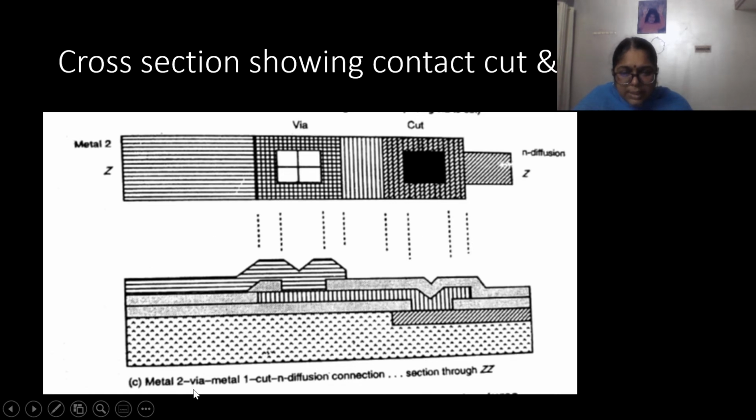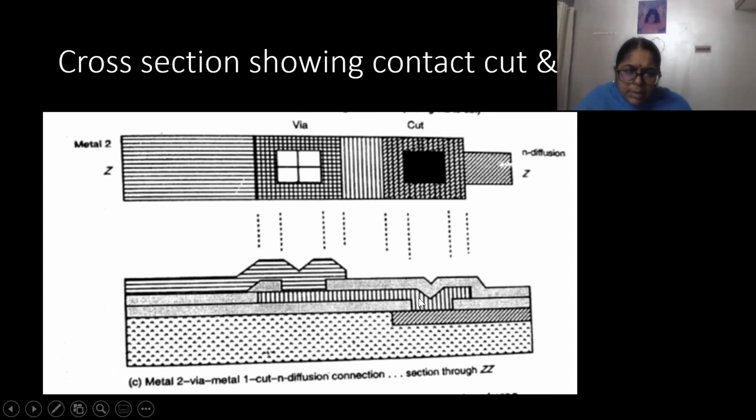But actual from the side view, this is how it is seen. Now you have the substrate, and here you have the n diffusion. So if metal 2 has to come in contact with metal 1, then you make a contact cut. So when you make a contact cut, that means the silicon dioxide layer in this place has been removed.